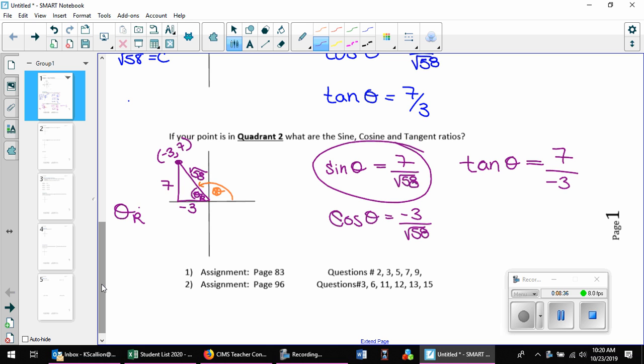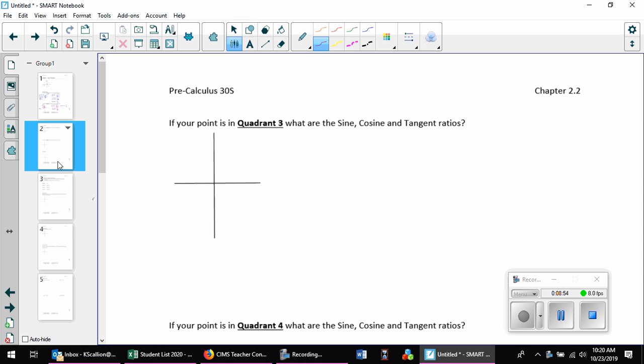We talked about this yesterday. What are the sine, cosine, and tangent ratios? Ratios just mean to leave it as a fraction. If I wanted you to solve for the angle, I would have said solve for theta. Okay? I did say that to you yesterday.